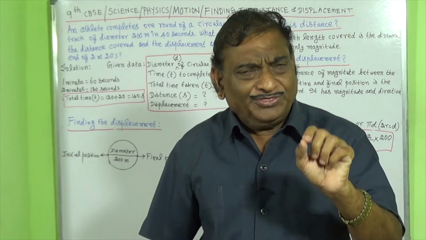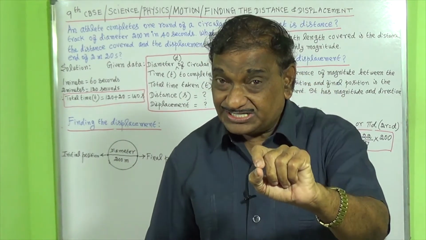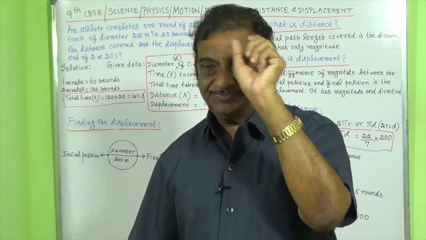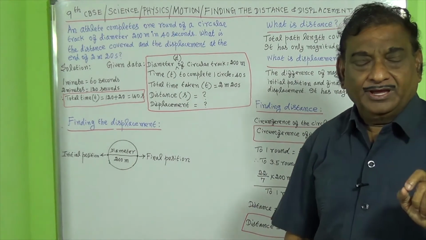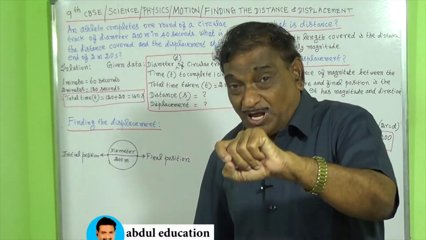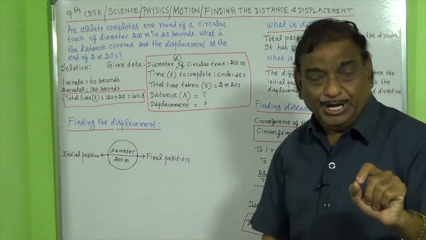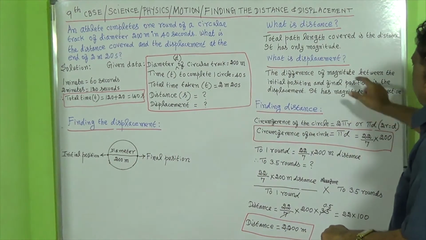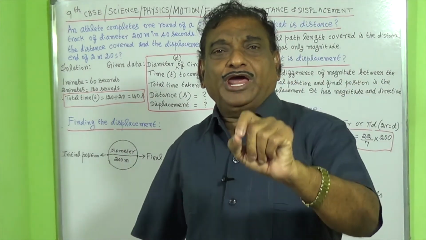Do you know the difference between distance and displacement? What is distance? The distance is the total path length covered. It has only magnitude. It is a scalar quantity. Then what is displacement? Displacement is the difference of magnitude between the initial position and the final position. It is a vector quantity. It has magnitude and direction.